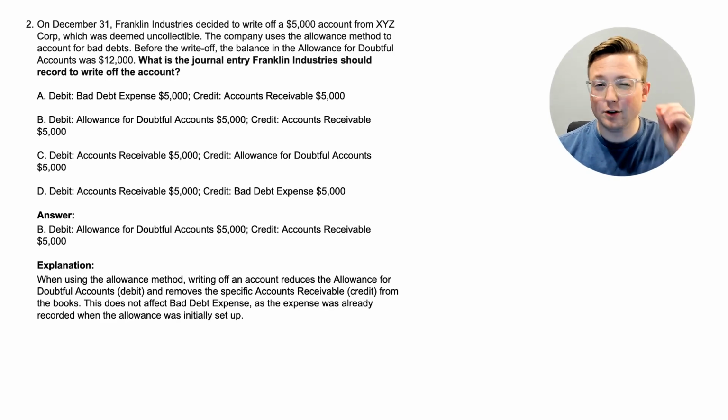Because bad debt, you might think it might be kind of weird to think about it this way, but allowance for doubtful accounts, remember, is a contra asset account.